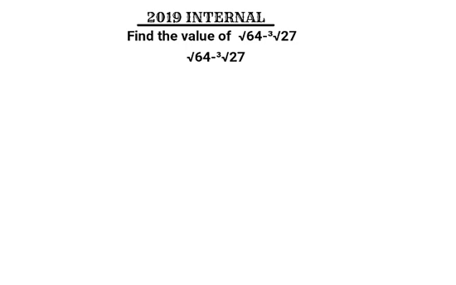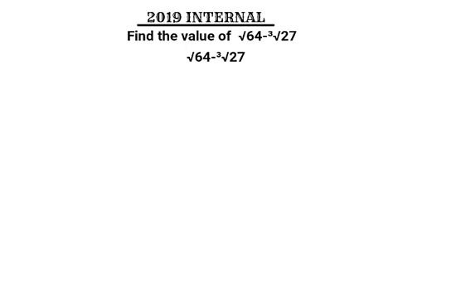A square root is the number that you multiply by itself in order to get a square number. So 64 is a perfect square. That is what we all know.